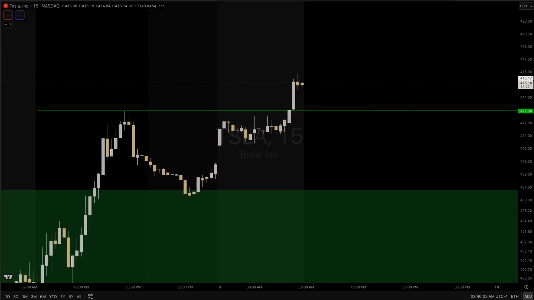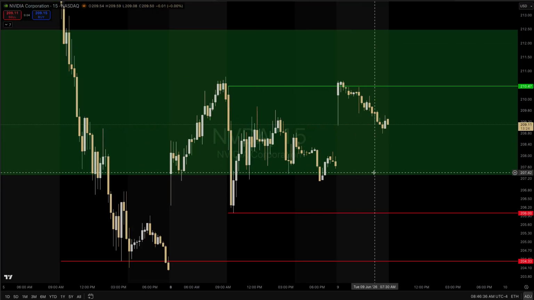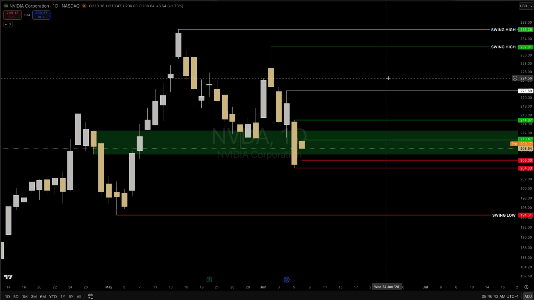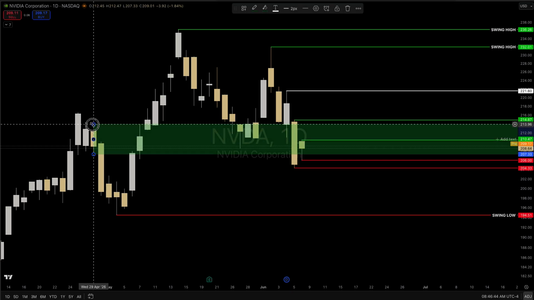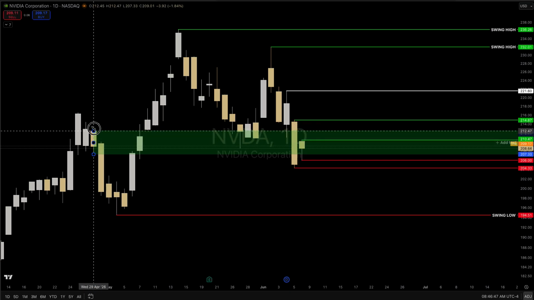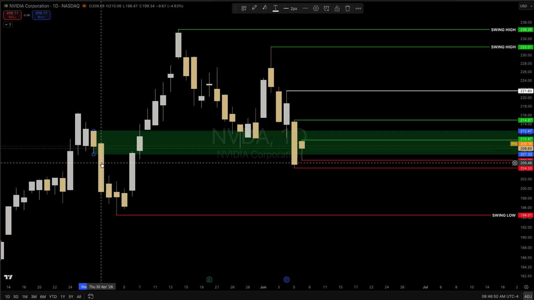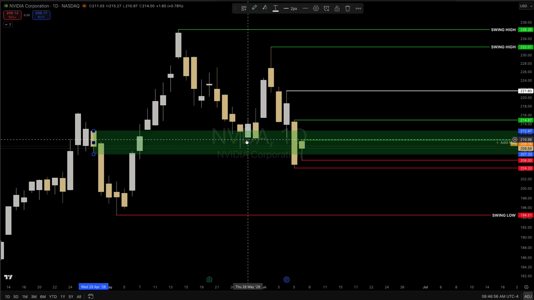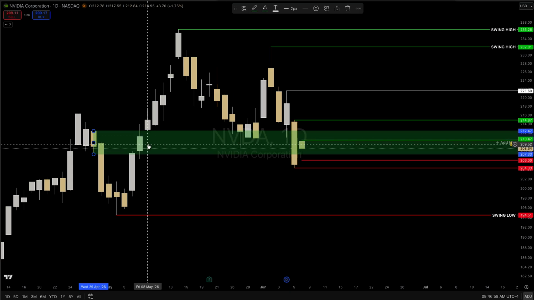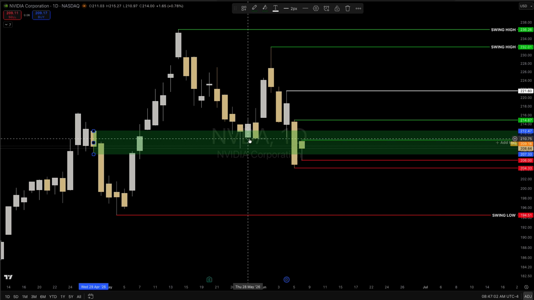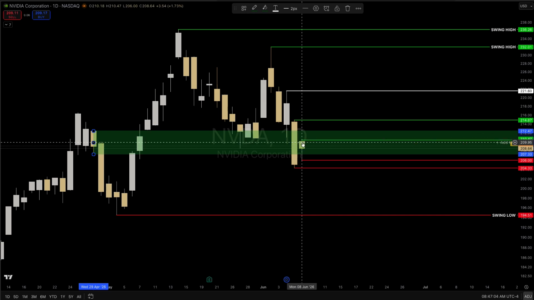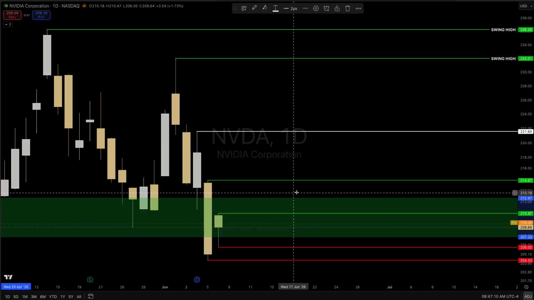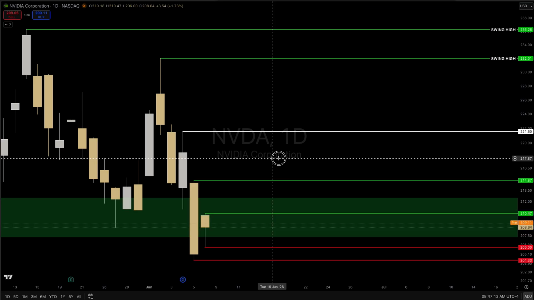For NVDA, we have the same thesis. We made this inside bar day. Now this was the resistance point here, because we see sellers tapped in here and brought the price down. Now we broke above, came back down here for the retest of this, and now resistance turned into support. Now we are back in the same zone, so I want to see strong buyers here. But since yesterday we made this inside bar day.